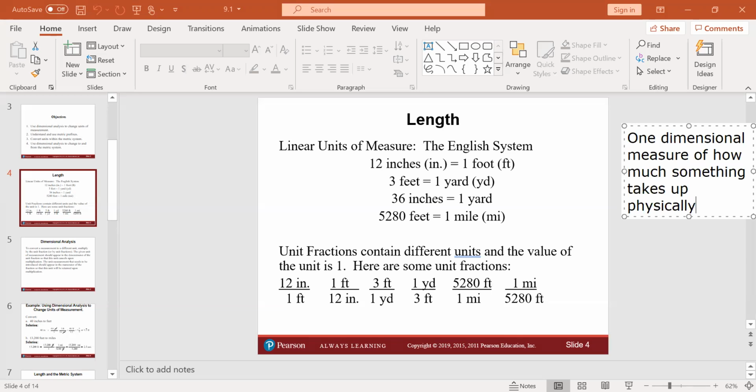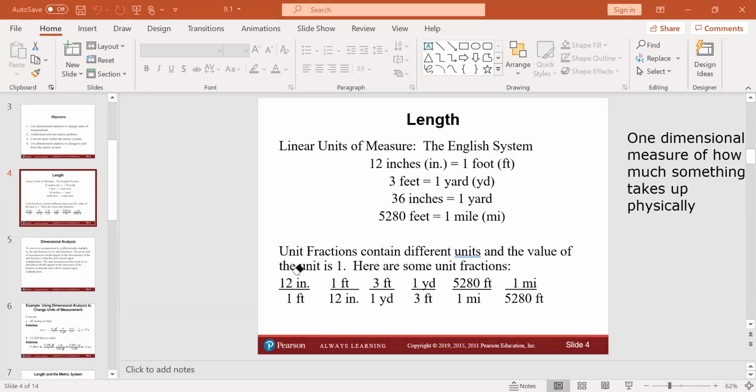So some of our basic measurements: in America, we use the English system. They also generally use this system in England. If you've ever watched the Harry Potter movies, they actually say miles, they don't say kilometers, because we use the same system that they do in England, at least for length. So we know there's 12 inches in a foot, 3 feet in a yard, and 36 inches in a yard, if you think about it. And then a mile is famously 5,280 feet.